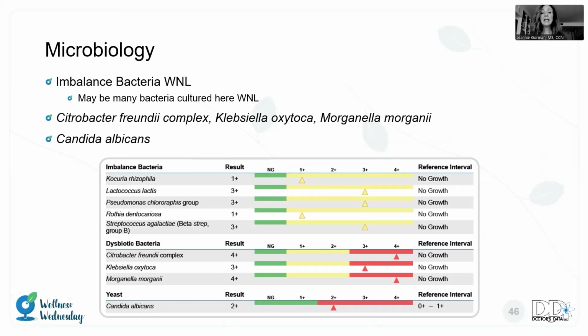And then we did find a Candida albicans yeast at a 2+. Again, the red bar indicates a dysbiotic level, and we will provide you susceptibility testing and sensitivities for all of these dysbiotics.